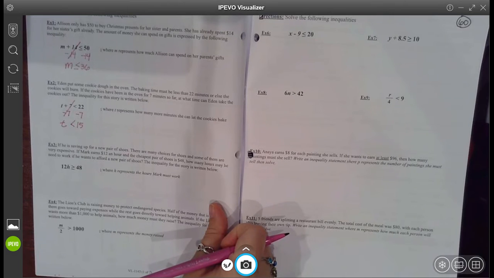Okay, the next one says, he is saving up for a new pair of shoes. There are many choices for shoes, and some of them are very expensive. If Mark earns $12 an hour and the cheapest pair of shoes is $48, how many hours may he need to work if he wants to afford a new pair of shoes? The inequality for the story is written below.